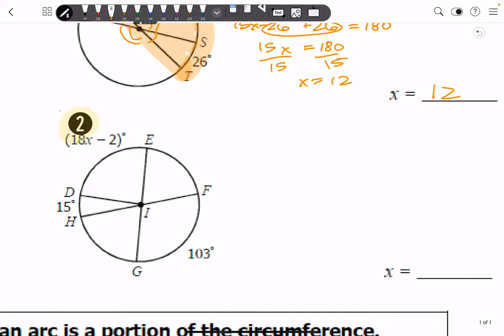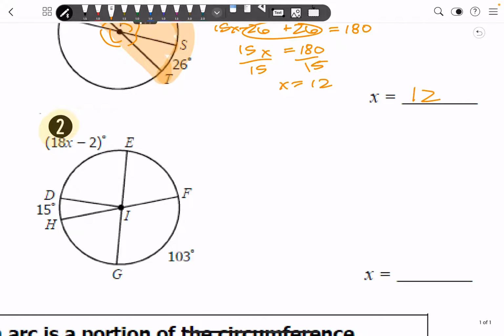All right, so you are responsible for number 2. I do want to point out, check out your vertical angles. Remember, use those diameters to help you. Hint, hint. Just drew it for you.